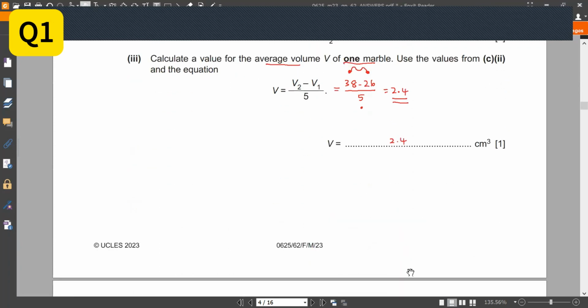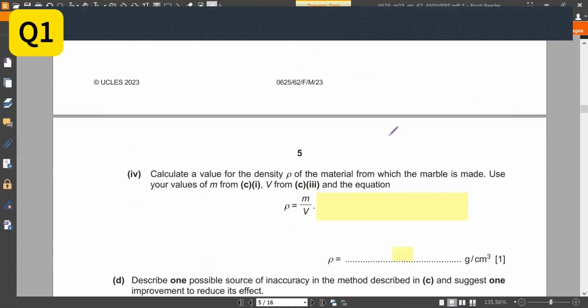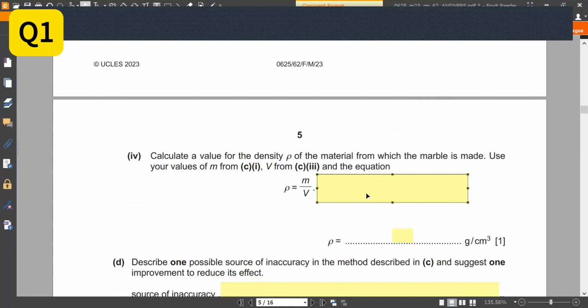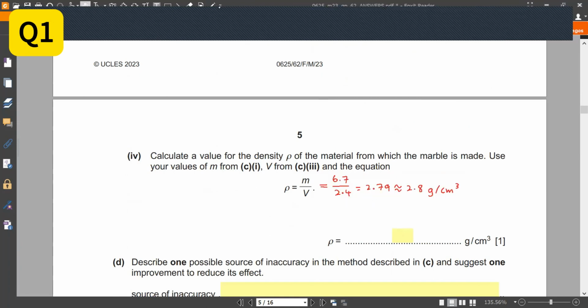Now we already have the information on mass and volume for the marble, so we can calculate the density. The mass just now was 6.7 for 1 marble. The volume is 2.4 for 1 marble. So that will give us approximately 2.8 grams per cm cube.